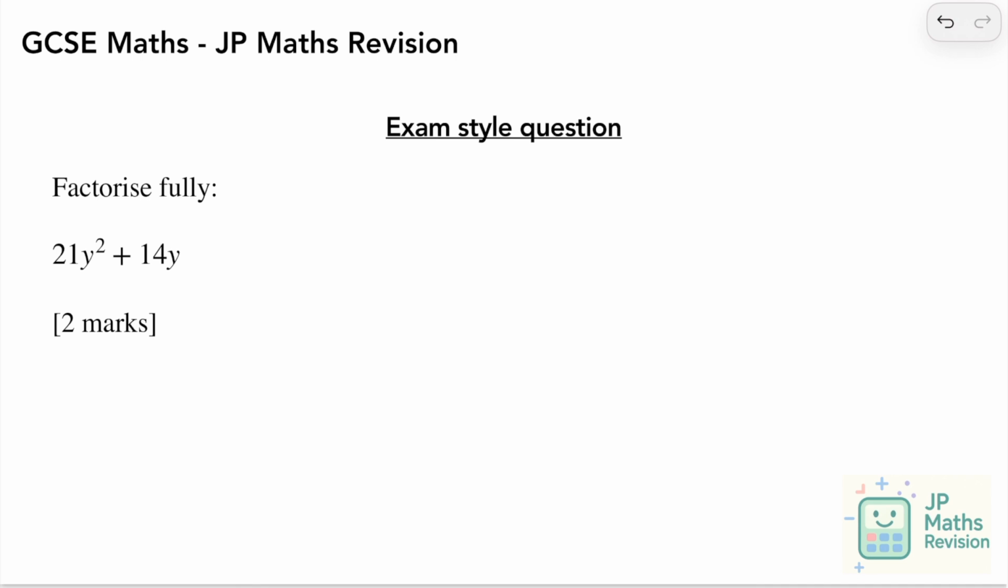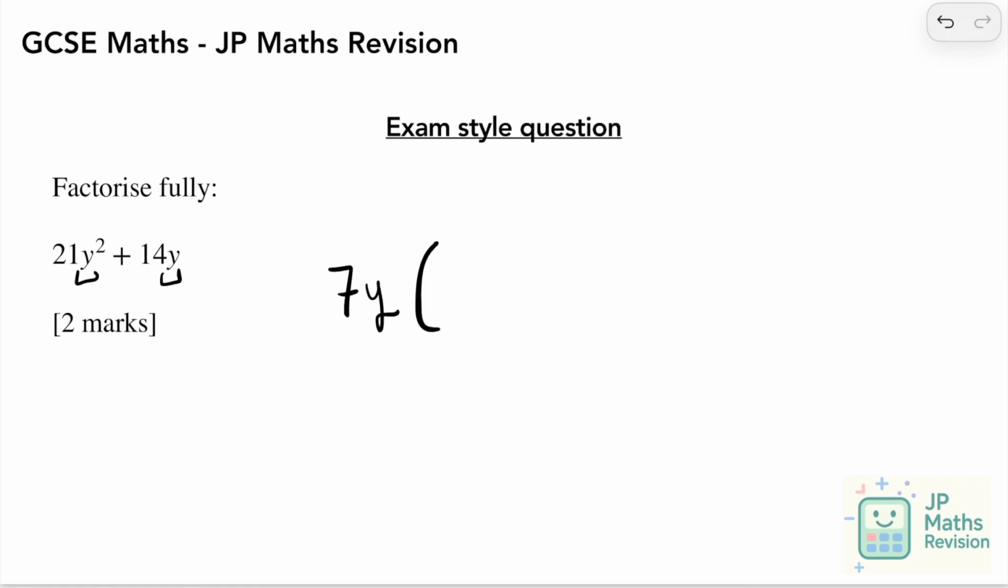So here's a typical exam style question on this topic. We're asked to factorise this fully. So we have 21y squared plus 14y. The first thing I'm going to do when I see this question is think of the biggest number that goes into both 21 and 14. If I think about it for a moment, I know 7 goes into both 21 and 14. And I also know that there's no bigger number that goes into both of those two numbers. So it's going to be 7. But I also need to be wary because we've got a y squared and a y. So I also know that y goes into both y squared and y. So the highest common factor is actually 7y.